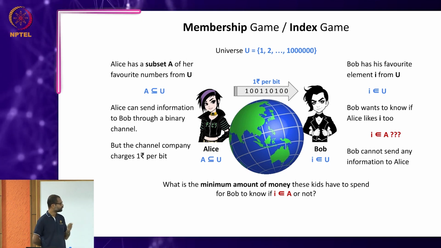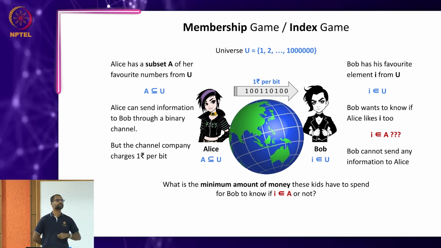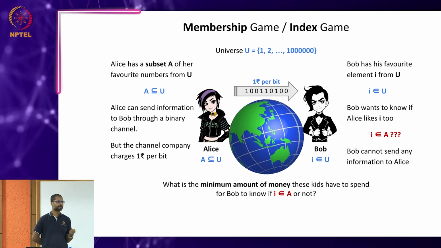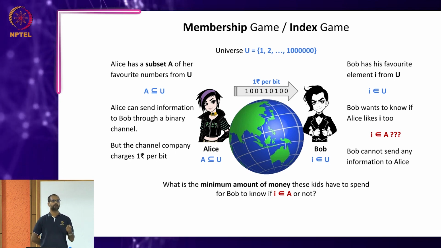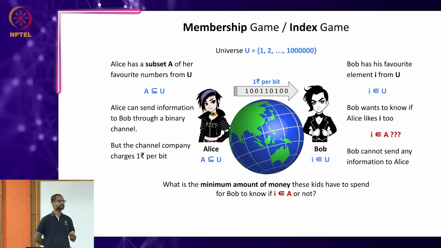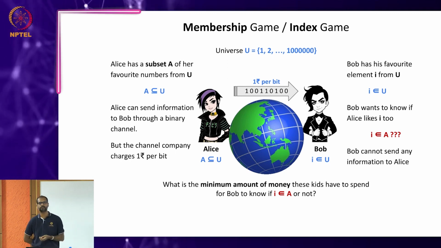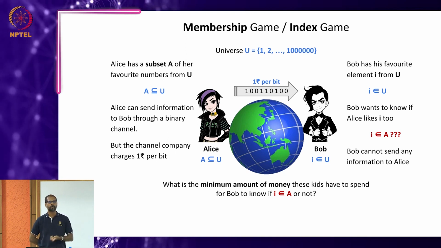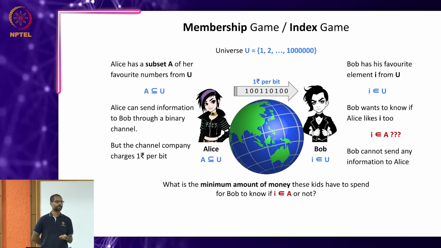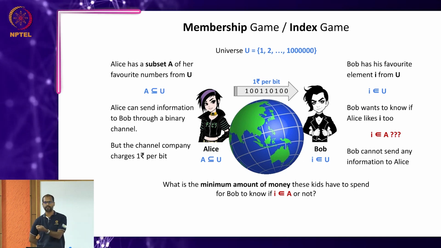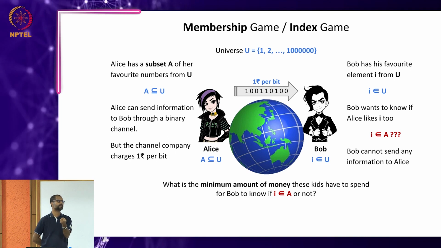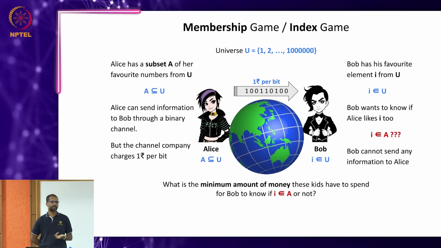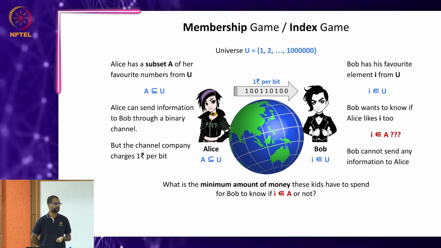vector. So in one line, what Alice can do is to send the characteristic vector of A to Bob. Since the characteristic vector has 1 million bits, the cost that Alice will have to pay is 1 million rupees to the channel company. What would Bob do? Bob's index may be 1729. He scans through this bit stream that he got from Alice, looks at position 1729. If it is 1, he is happy. If it is 0, he is rejected. I mean, his favorite number is not Alice's favorite number.